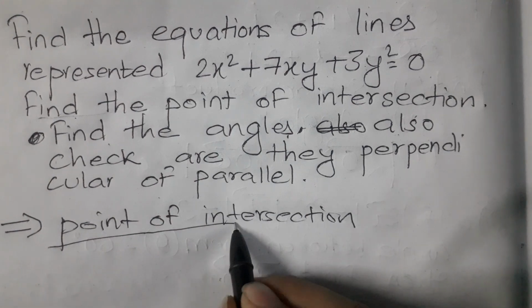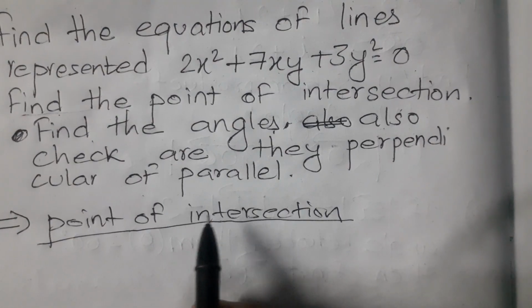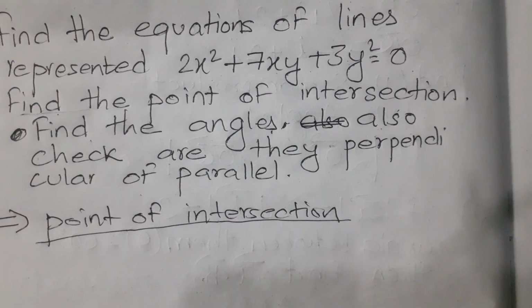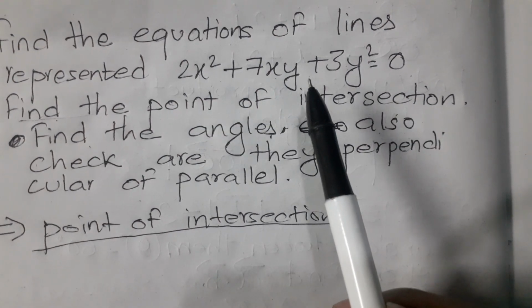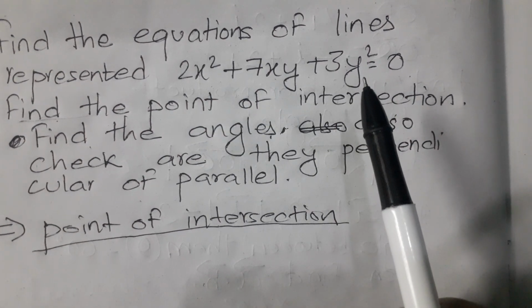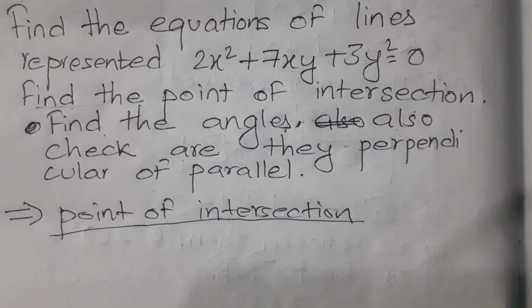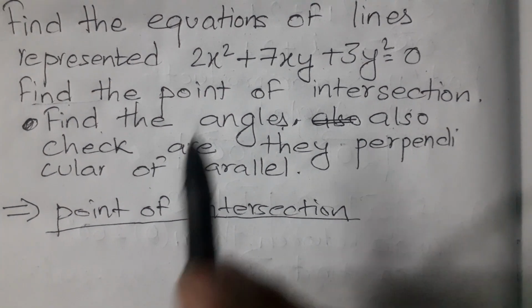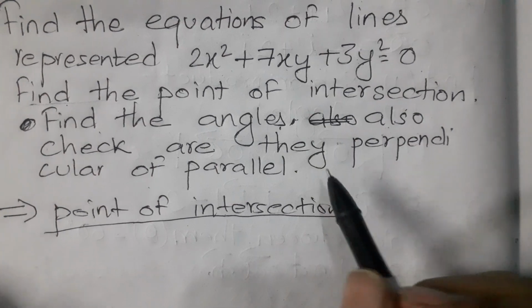Remember, whenever you are asked to find the point of intersection, it means you are asked to separate the two equations. Normally that kind of question is also asked separately in some cases, like you will be given one homogeneous equation and from that you are asked to find the two equations. So to find the point of intersection, first we need to find the two equations hidden behind this homogeneous equation.